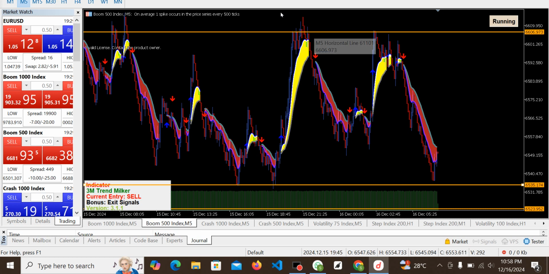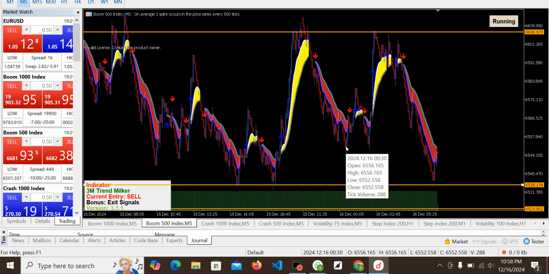If it is not breaking out above it, then you should know that it will be the right time for you to sell. Okay, and you can see we got our sell signal around there, and it sold till it got to this region. Okay, I usually do this a lot.